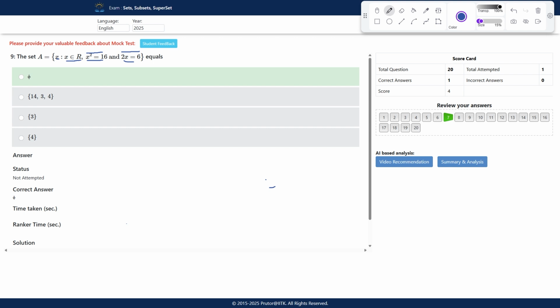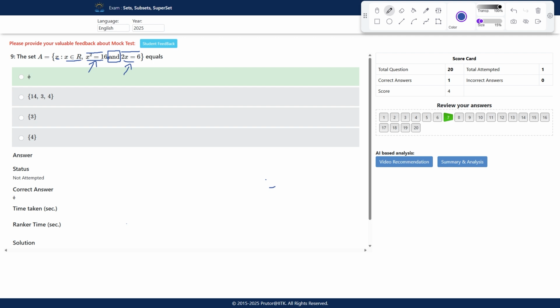Here we are using the word and. Please see that. Please observe carefully. Here we are using this word and, and this represents that you have to look for the element or real number which satisfies both of the equations. Both of the equations. Clear? So in this context, your set will be empty.